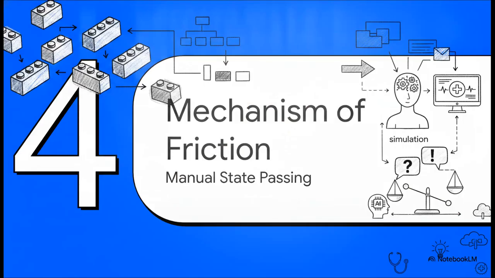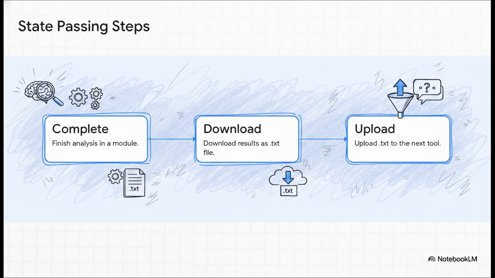But how do those Lego blocks actually snap together? That brings us to Section 4, the mechanism of friction. This is where the platform makes a very bold, intentional design choice. These tools do not automatically talk to each other.